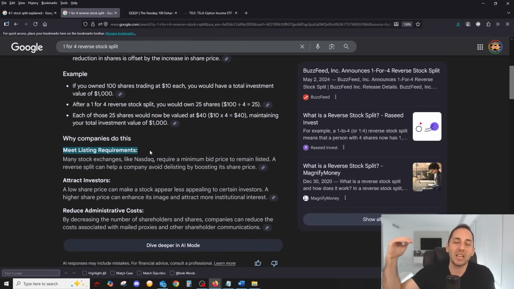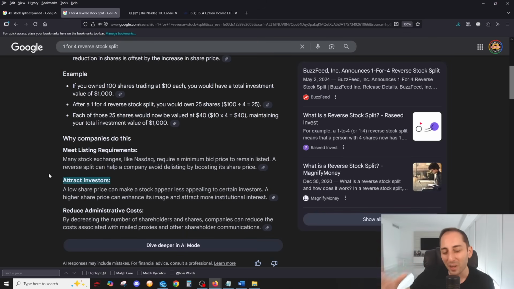If, for example, a fund is going down a lot, or is at 50 cents, you need to have a certain amount. You need to be at least $1 or $2 or something like that to actually be listed on the NASDAQ. So sometimes they do it just to prop up the share price artificially to meet listing requirements, I guess, to attract investors as well, which is the same reason why a stock split is done, because a low share price can make a stock appear less appealing.